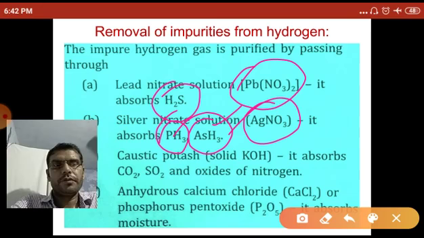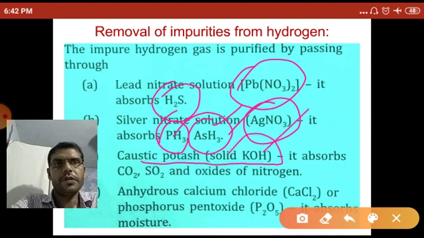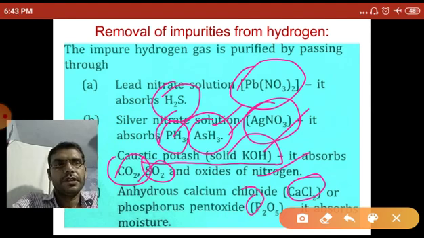Now the impure hydrogen gas passes through caustic potash, solid KOH, and solid KOH will absorb the carbon dioxide, sulfur dioxide, and oxides of nitrogen. Impure hydrogen gas also passes through anhydrous calcium chloride and phosphorus pentoxide. These two are the drying agents which absorb the moisture.